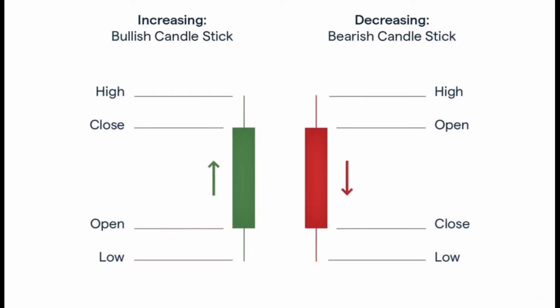Each candlestick consists of a rectangular body and two thin lines that extend from the top and bottom of the body, called the wicks or shadows. The body represents the difference between the opening and closing prices for a specific time period, while the wicks represent the range of price movement during that time period.